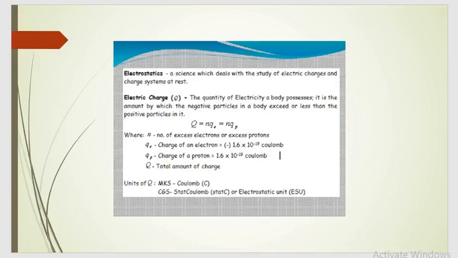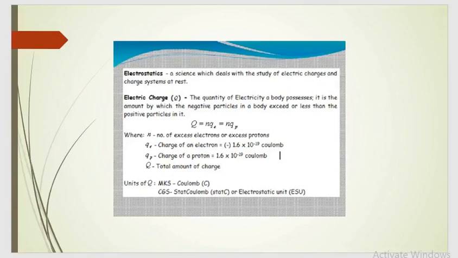Charge can be measured in Coulomb or stat Coulomb. The SI or MKS unit of charge is Coulomb and the CGS unit is stat Coulomb. When we consider equal and opposite charges developed, at that time they either attract or repel each other.